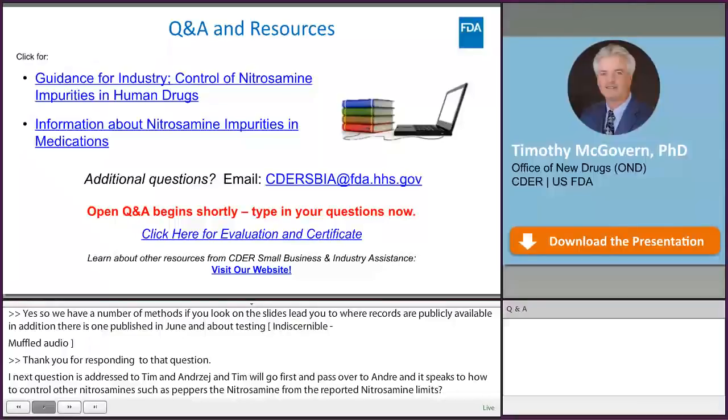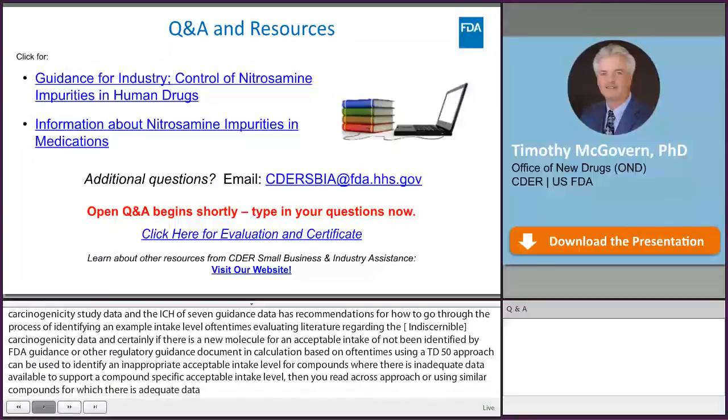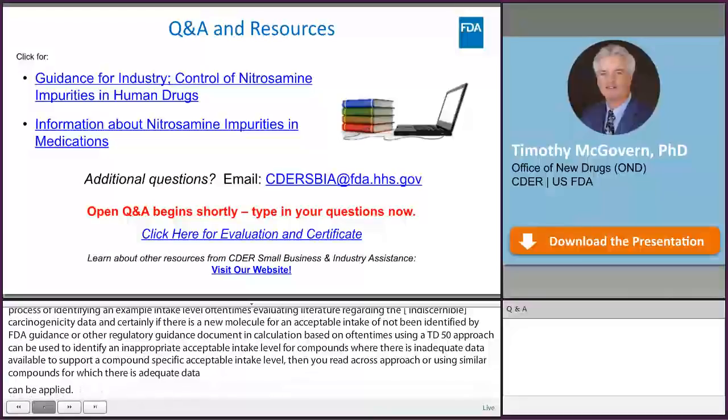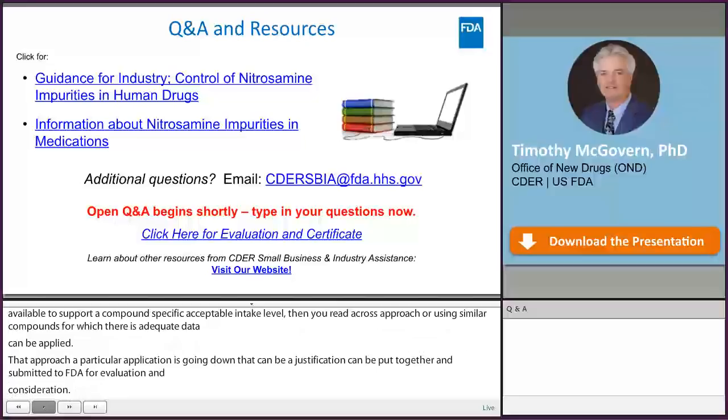For compounds where there's inadequate data available to support a compound-specific acceptable intake level, then a read-across approach, using similar compounds for which there is adequate data, can be applied. And if that's the approach a particular application is going down, that justification can be put together and submitted to FDA for evaluation and consideration. I think a number of the compounds listed in the FDA guidance use that approach. If in general we deem that there is inadequate data to do a compound-specific assessment, then we have at times referred back to NDMA and NDEA to base that acceptable intake level.